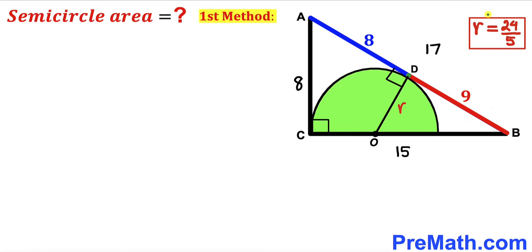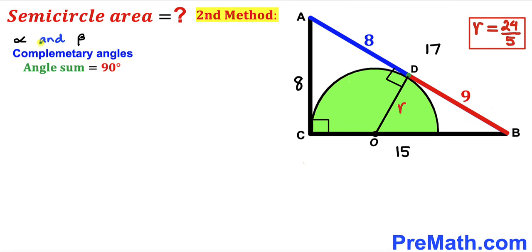So thus the radius of this green semicircle turns out to be 24 divided by 5 by using the very first method. And now let me show you the second method as well to calculate this radius lowercase r. And now let's assume alpha and beta are our two complementary angles. In other words, the sum of these two angles, alpha plus beta, must be equal to 90 degrees. If I label this angle as our angle alpha, and this is our 90 degree angle in this triangle ABC, then this angle has got to be our angle beta.